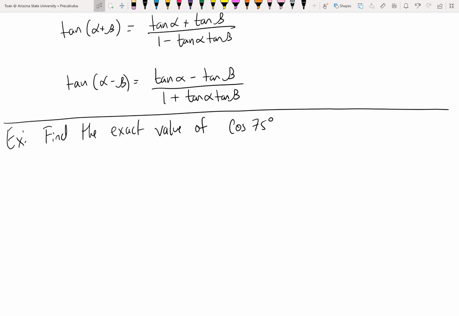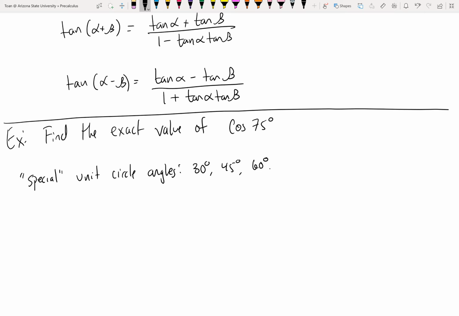Now, 75 degrees is not one of our special unit circle angles. So the first thing I do is I ask myself, what are the special unit circle angles? The special unit circle angles are 30 degrees, 45 degrees, and 60 degrees, at least in the first quadrant. If I had to do something in the second, third, or fourth quadrant, I'd just use reference angles.